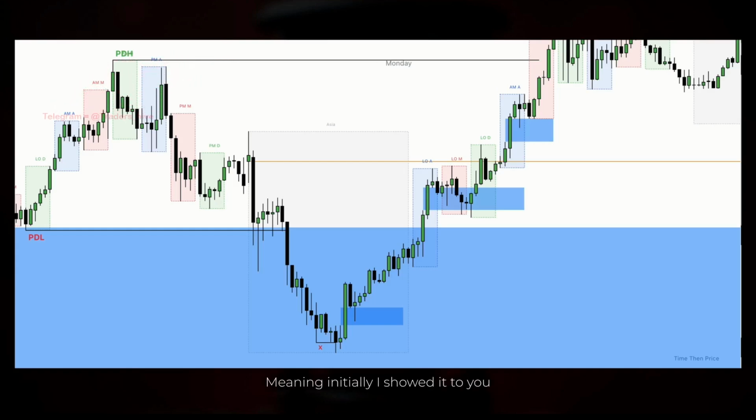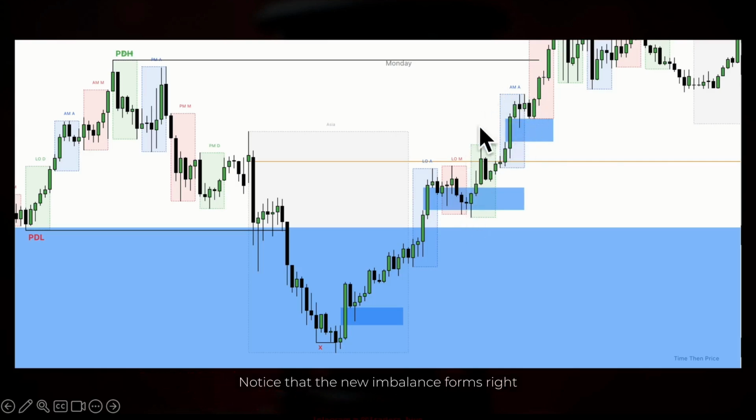Meaning, initially I showed it to you within the low risk buy, but that market structure shift pattern, guys, takes place all throughout the market maker models. And therefore, you can see it function as support right here. Consolidation takes place inside the price range of that BC, and eventually the market expands higher one more time.